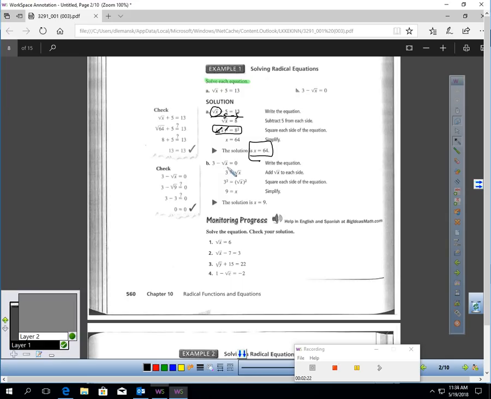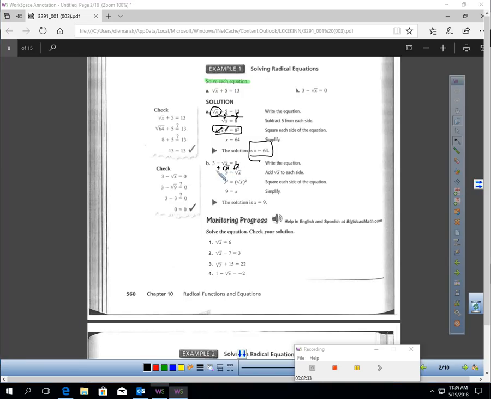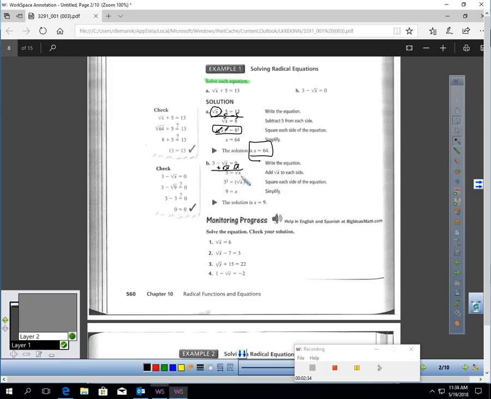Here's another problem. 3 minus square root x equals 0. The book decided to add radical x to each side to get the radical all alone on the right, and you have 3 on the left. Now you can square each side because a square eliminates a square root, and you have x on the right and 3 squared is 9 on the left. You have x equals 9. So it's pretty easy to use that property. Isolate the radical, square each side, and you've solved the problem.